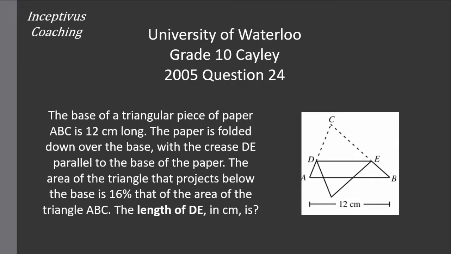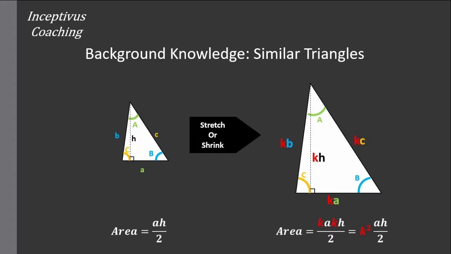The paper is folded down over the base with a crease DE parallel to the base of the paper. So DE is parallel to AB as shown in the diagram. The area of the triangle that projects below the base is 16% of the area of the triangle ABC. What is the length of DE?